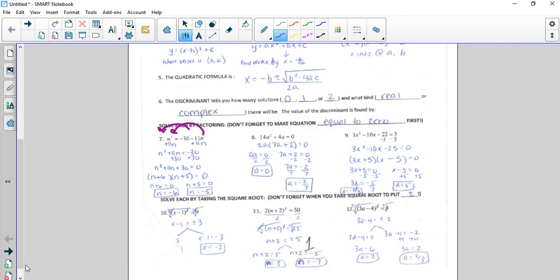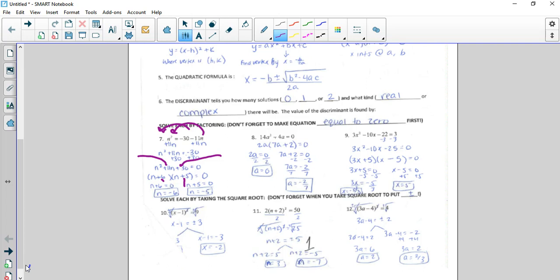But number 7, once you move those over, it's a guess and check. You need two numbers that multiply to give you 30 that add up to 11. And remember, if this is positive, that means both signs are going to be the same. This sign tells you what they'll be. So that means they'll both be positive. So they have to add up to 11. Multiply to give you 30, add to 11.